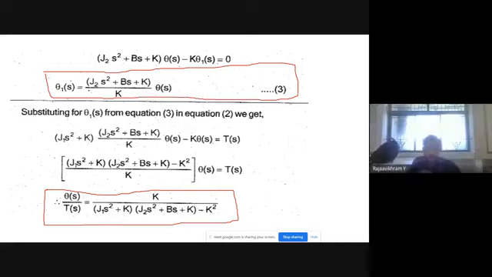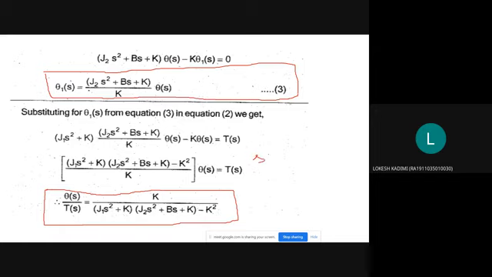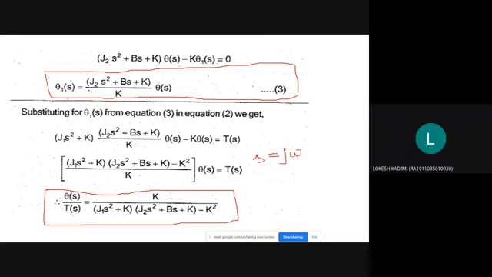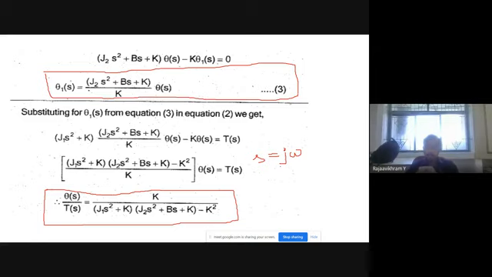Okay, sir. In translation motion, what is s? The same s, small j omega. In translation as well as in rotational, in both systems, small s is equivalent to j omega. The same s is applicable for the translation system also.